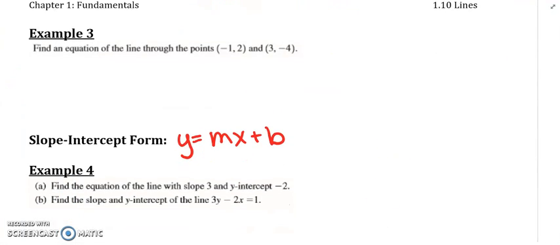Okay, find an equation of the line through the points. So in order to write an equation of the line, I always need the slope. So that's the first thing I'm going to do.